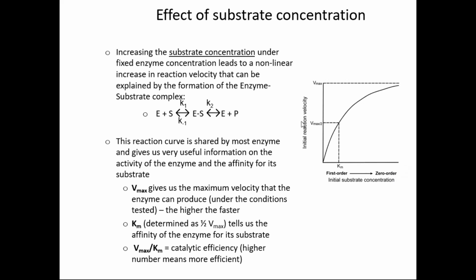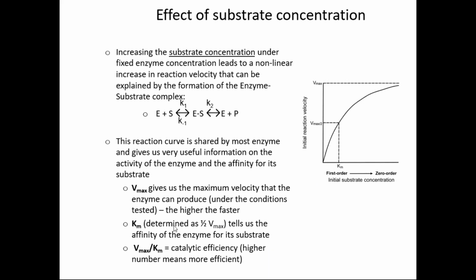What we need to understand from this graph are three terms: Vmax over here, which is the maximum velocity that the enzyme can produce under the conditions tested; Km, which tells us the affinity of the enzyme for its substrate. It is the substrate concentration at half the maximal velocity.